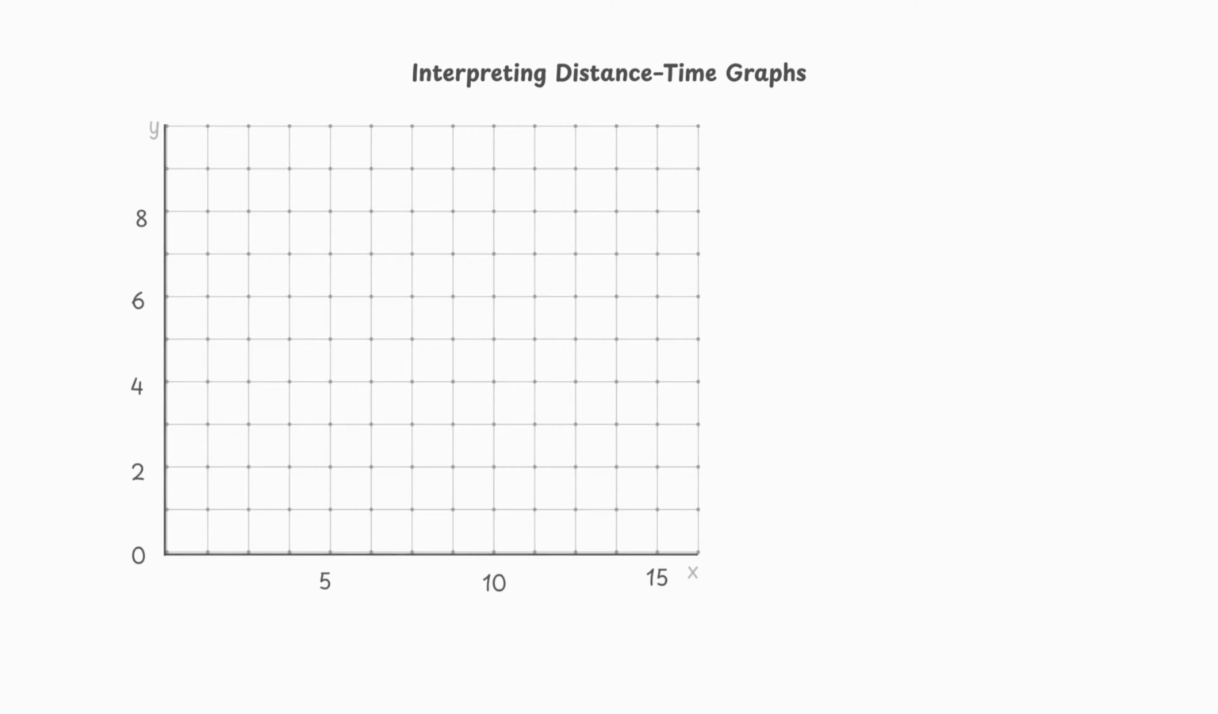First, look at the axes appearing on the screen. On the horizontal axis, we have time measured in minutes, and on the vertical axis, we have distance measured in meters. A distance time graph shows how far an object travels over a period of time.